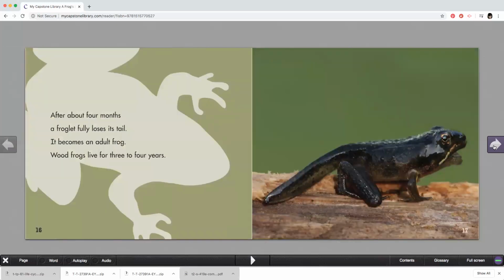After about 4 months, the froglet fully loses its tail. It becomes an adult frog. Wood frogs live for 3 to 4 years.